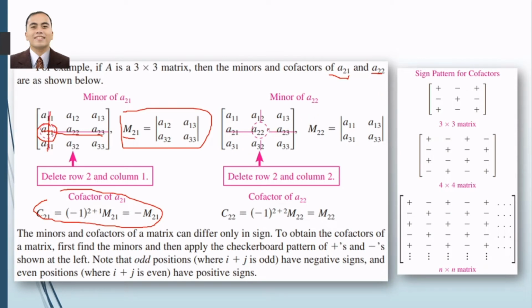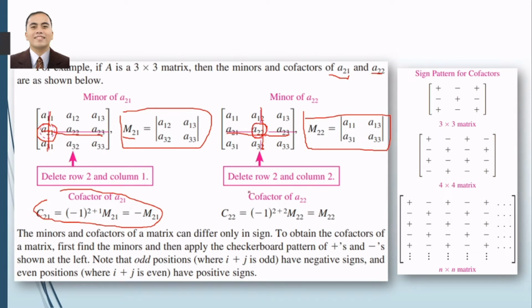Another, let's find the cofactor of A sub 22. So A sub 22 is located here. So following the rules, we need to delete row 2 and column 2. So the remaining values for the minor M sub 22 would be A sub 11, A sub 12, A sub 13, A sub 31, and A sub 33. So this would be the minor for A sub 22.